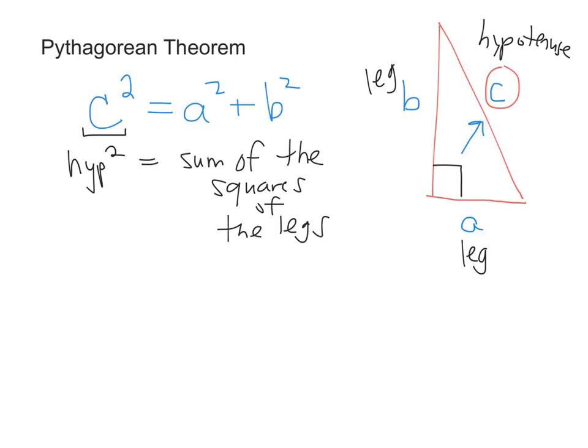So again, I know I keep stressing this point, and I want to continue to stress it. Always identify your hypotenuse first. Why? Because it's on its own side of the equal sign. It's on its own side in the Pythagorean theorem. So you have to identify that first, otherwise you can mix things up.